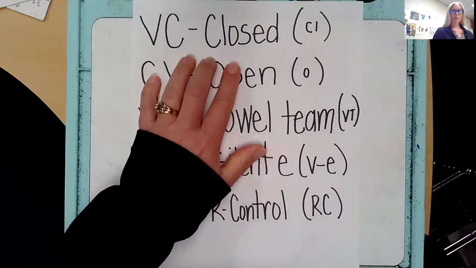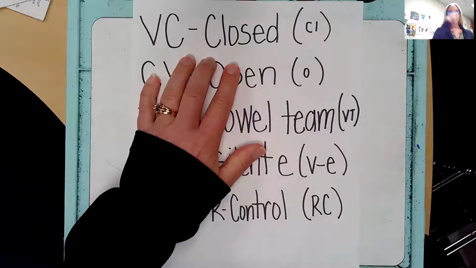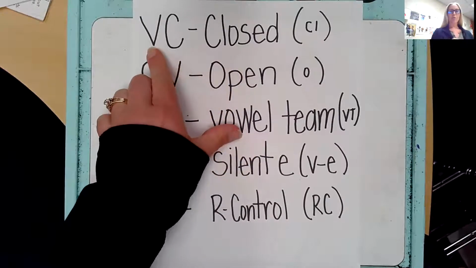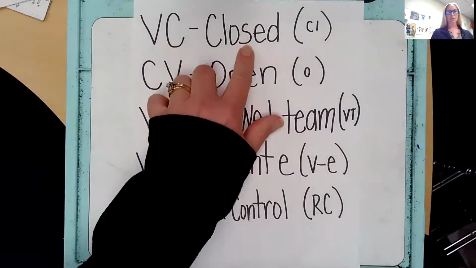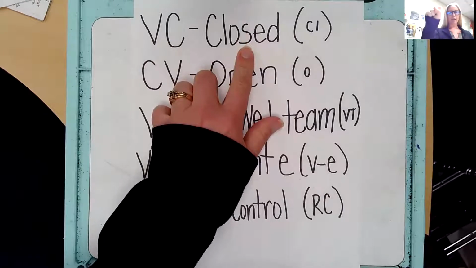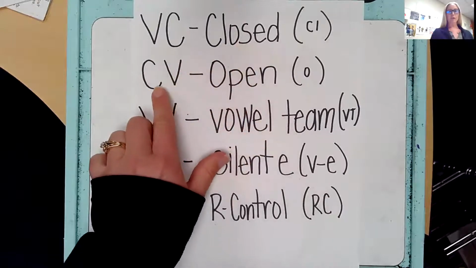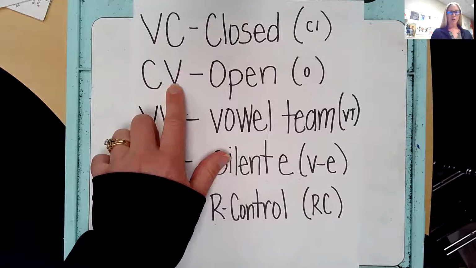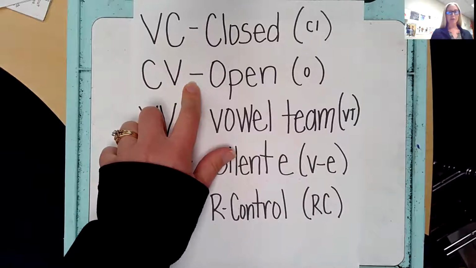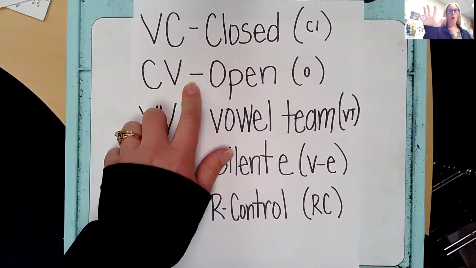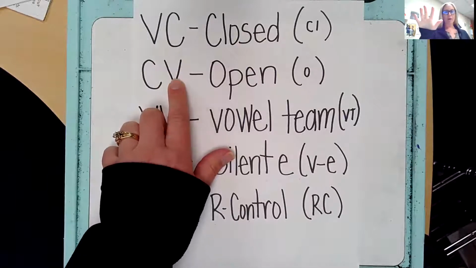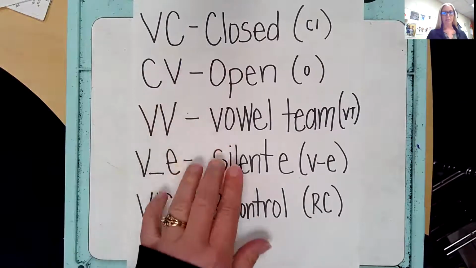First, the most common syllable type would be a vowel then a consonant. We call that a closed syllable. Here's our hand shape, closed syllable. When we have a closed syllable, we have a short vowel sound. If we have a consonant with a vowel, but there's nothing after the vowel, that is an open syllable. Because that vowel is open, that makes it a long vowel sound.